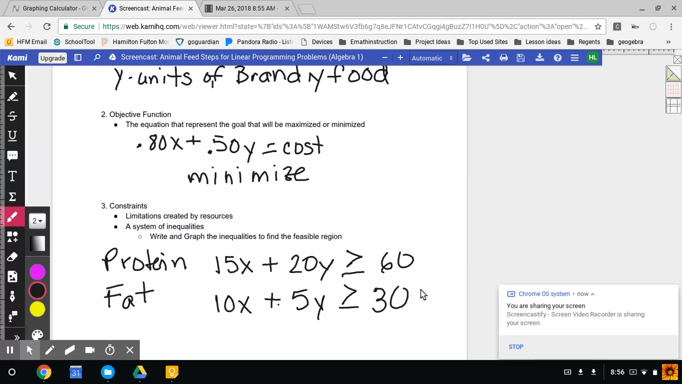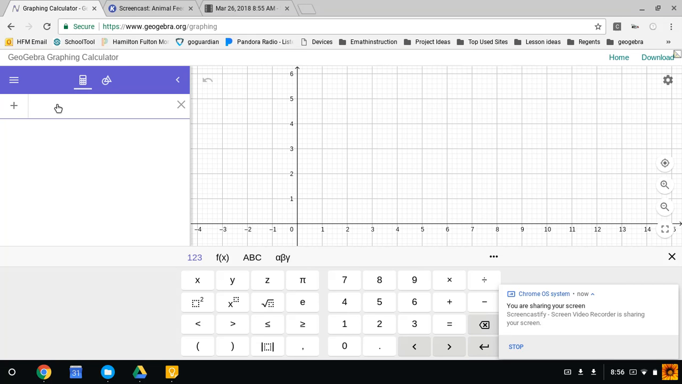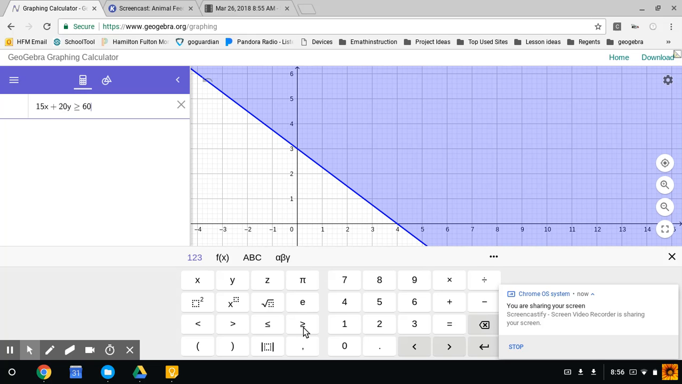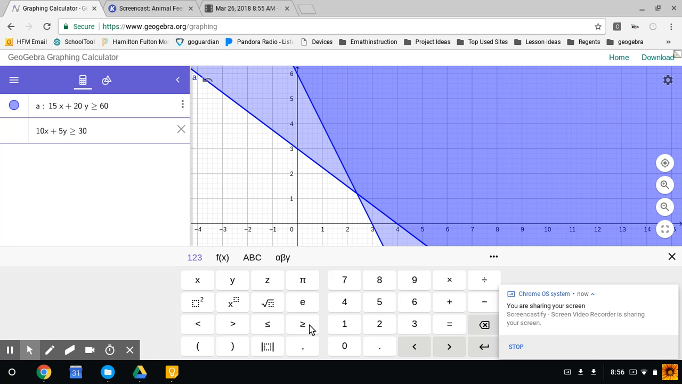Okay, so we are at the point that we need to graph our inequalities. I'm going to go to GeoGebra and type my inequalities directly into GeoGebra. So 15x plus 20y must be greater than or equal to 60. 10x plus 5y must be greater than or equal to 30.